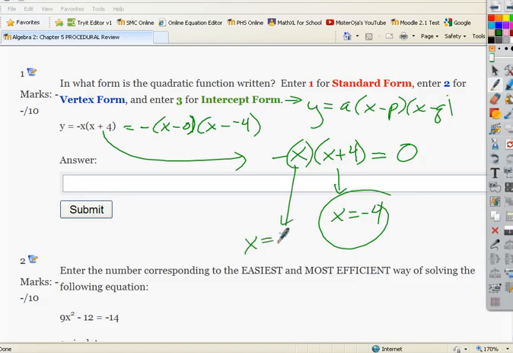Because it's easy for us to get, here's how you can think about this. It's really the best way. Because we can just set the factors equal to 0 and solve, that is x-intercept form, factored form, same thing. It's not vertex form and it's not standard form because it's factored. Okay. All right, moving on.